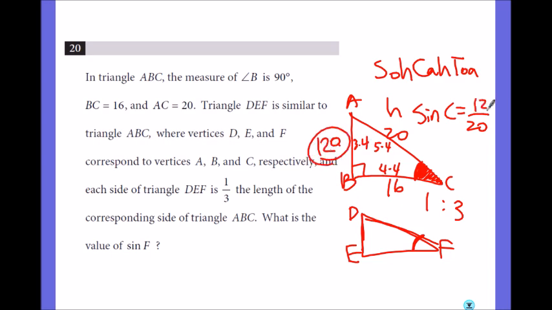So it's 12 over 20, which simplifies to, when you divide by 4 top and bottom, 3 over 5 as your answer. So remember, similar triangles have the same angles and proportional sides.